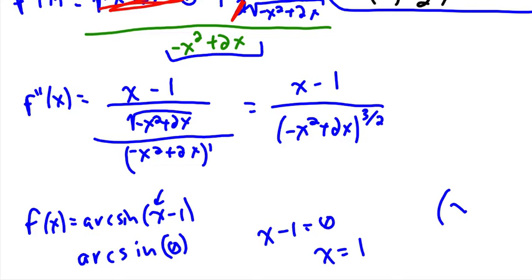So the point, not x, sorry, should be a 1 now. 1, 0 is your point of inflection. Okay? And I think that was everything that we were asked to do, other than sketching the function, which I showed you that already.